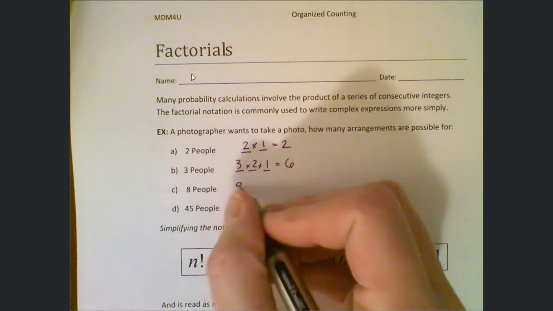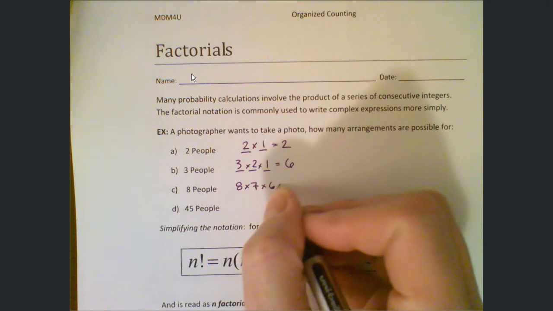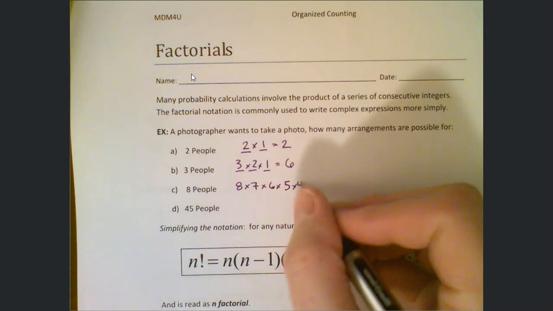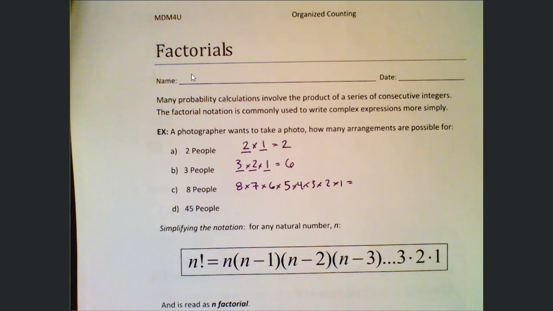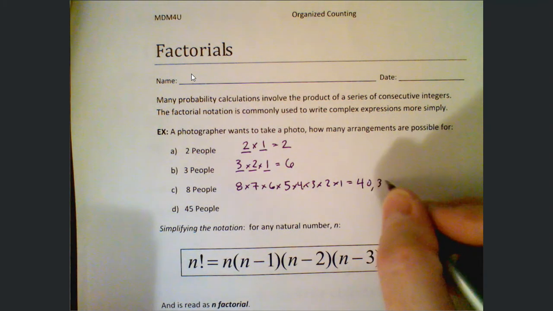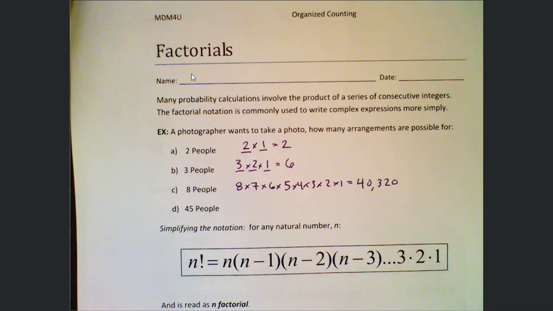Well, in this case, for 8 people, it's 8 times 7 times 6 times 5 times 4 times 3 times 2 times 1. Now you start putting this in your calculator, and you realize that 8 times 7 times 6 times 5 times 4 times 3 times 2 times 1 is 40,320 different arrangements. That is a massive number. 8 of your friends doing this, every 10 seconds trying to arrange yourselves, forget it. 40,320 different arrangements. That's a lot.